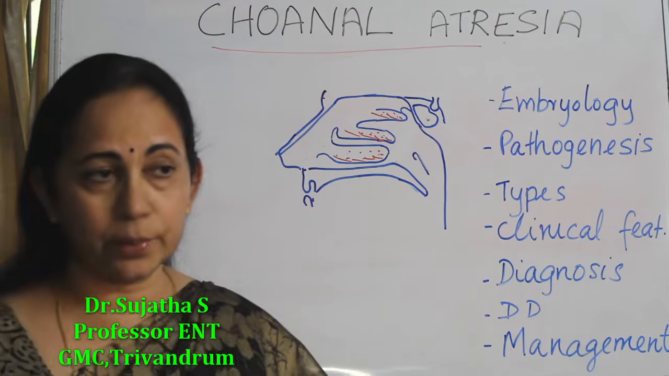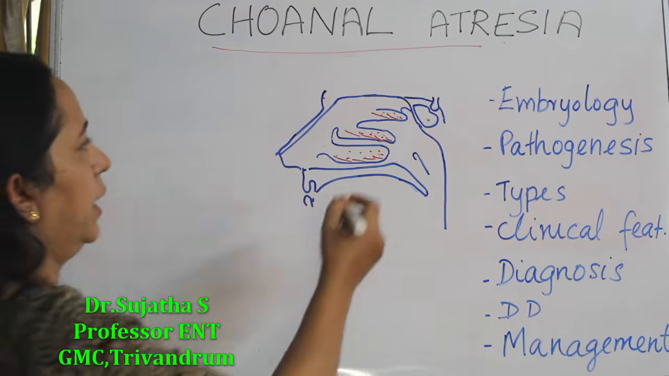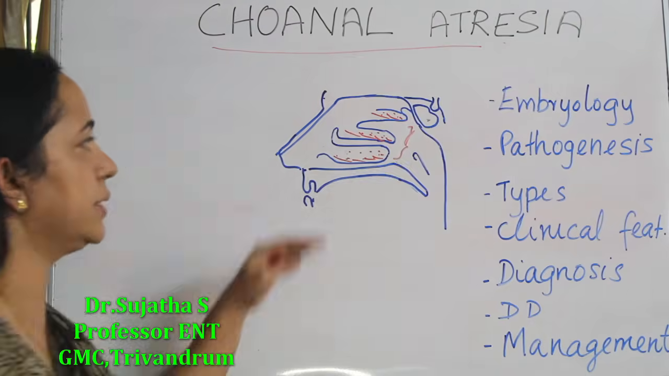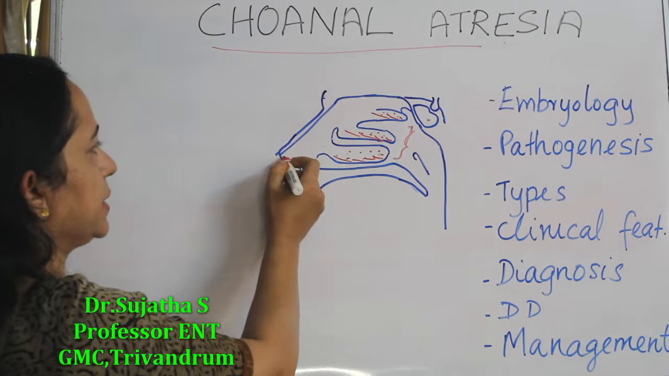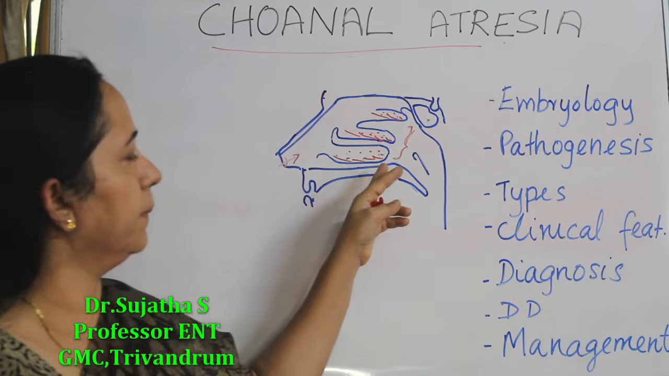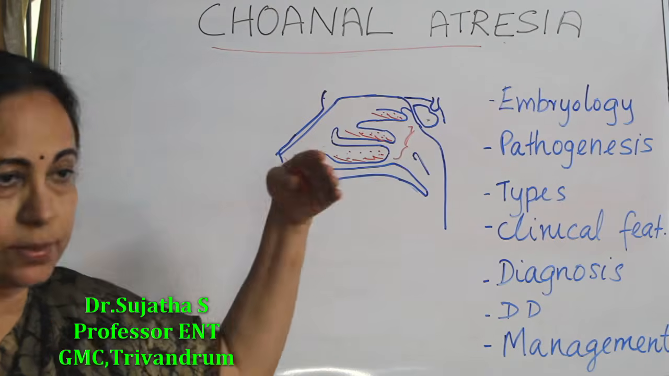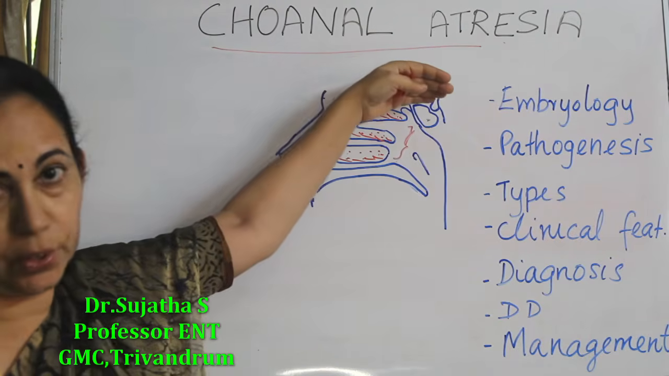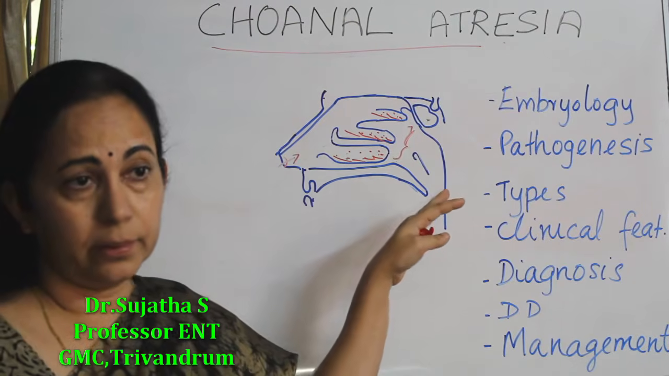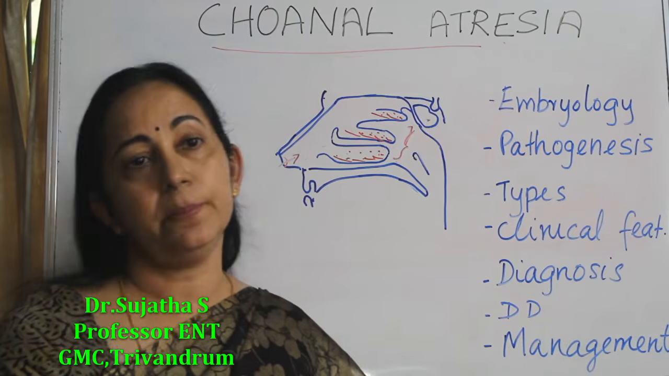So what is choana, or the posterior nasal aperture? This is a diagram of the lateral wall of nose and choana comes exactly here. It is actually an opening between the anterior nasal aperture and the nasopharynx. Posterior nasal aperture or choana. It is bounded superiorly by body of sphenoid, inferiorly by part of vomer, laterally by medial pterygoid plate and medially by inferior portion of the palatine bone.